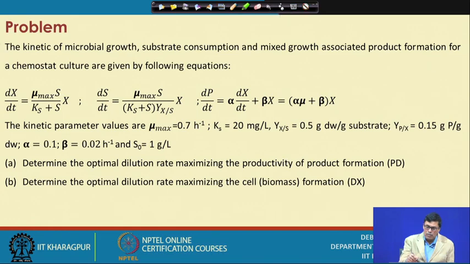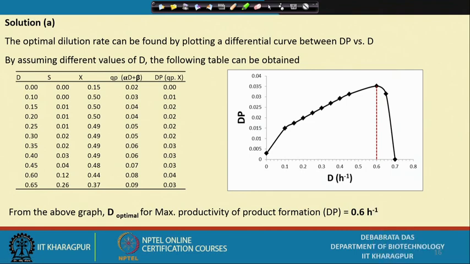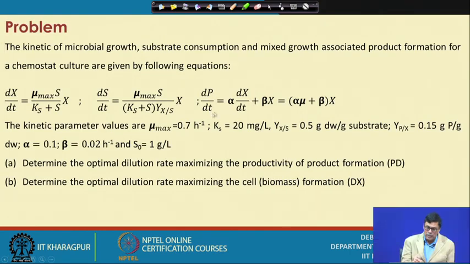So this can be solved very easily. In this equation we know that dP by dt equal to alpha dX by dt plus beta into X. This we can write as alpha mu plus, taking X common, 1 by X dX by dt, that is mu. So dP by dt I can write in this form: alpha mu plus beta into X.